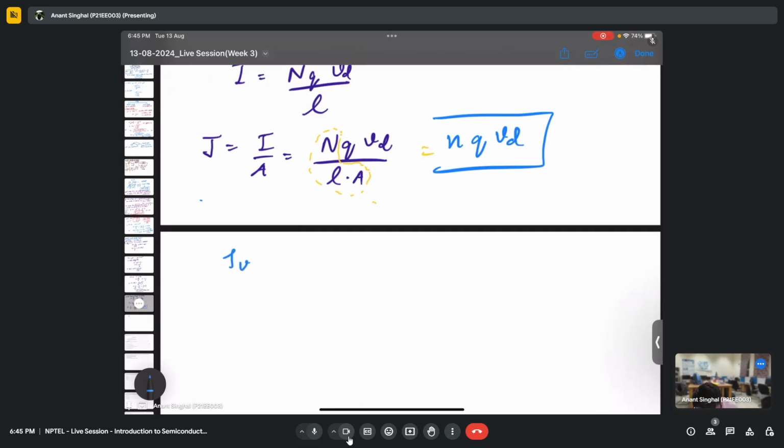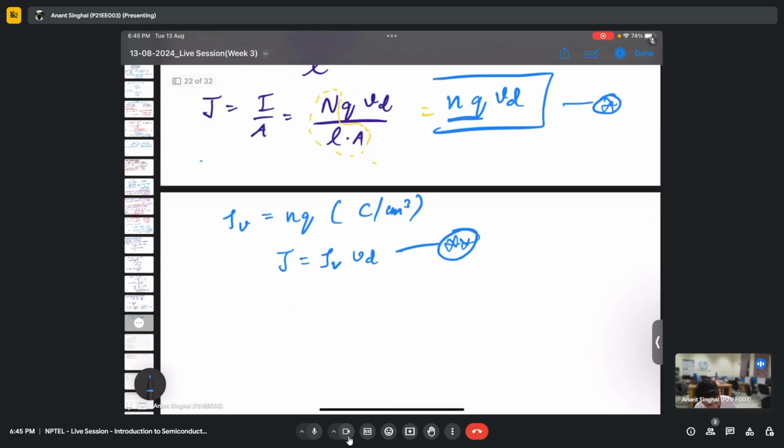So if I say that the charge density, let's say I'm denoting it by rho V, is nothing but the charge multiplied by the electron concentration. By charge density, I mean in coulomb per centimeter cube. So this J comes out to be rho V, that is N Q is rho V, times Vd. Let's say this is equation star, this is equation double star.